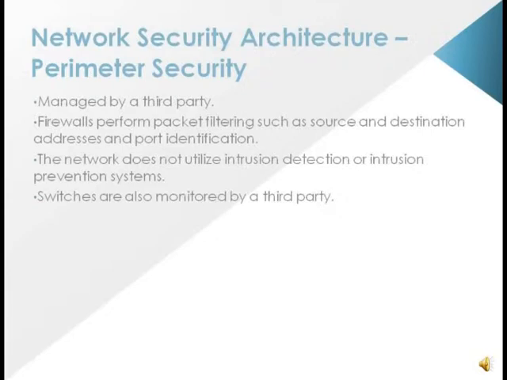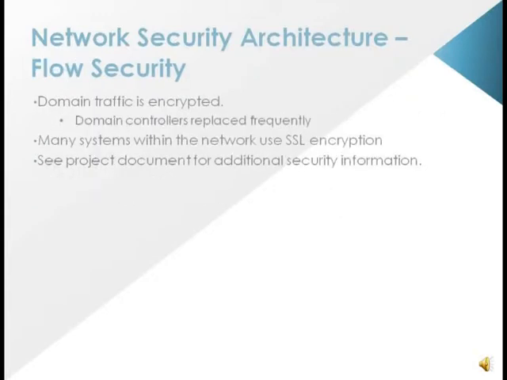Network perimeter security is managed by a third party. Firewalls perform packet filtering such as source and destination addresses and port identification. The network does not utilize intrusion detection or intrusion prevention systems. Switches are also monitored by a third party.